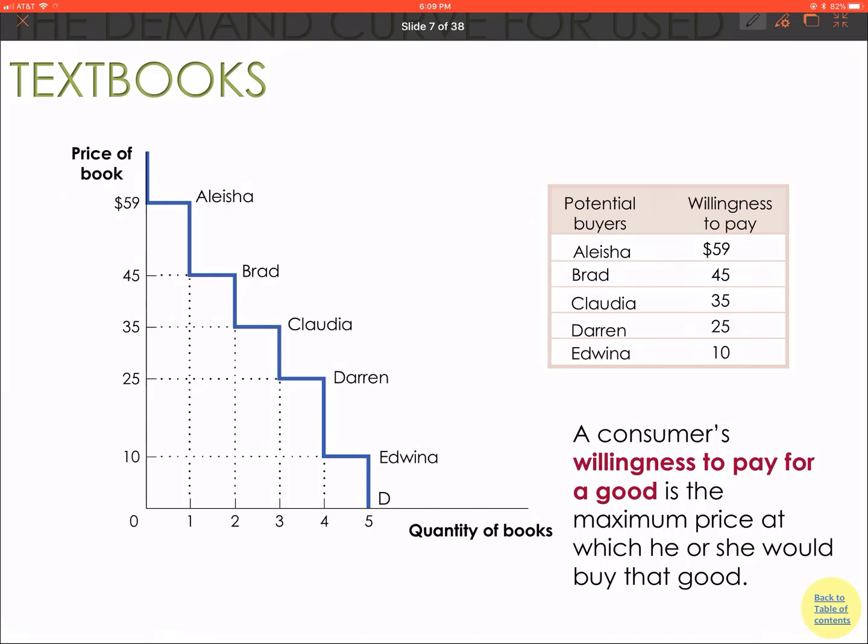If the book is free, Alicia gets $59. It's worth $59 to her, and she only has to pay $0, so she collects that $59 worth of benefit. She was willing to part with $59, only has to part with $0. She gets to walk away and spend that $59 on something else. She's $59 richer, in a sense. And Brad is $45, Claudia $35. Well, probably the price is not going to be $0.